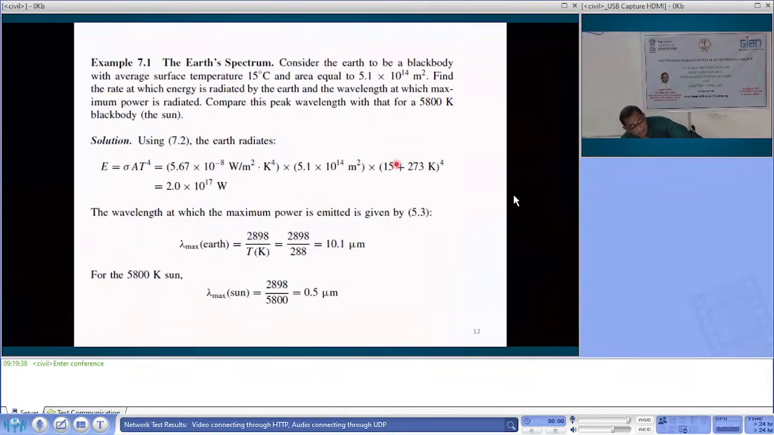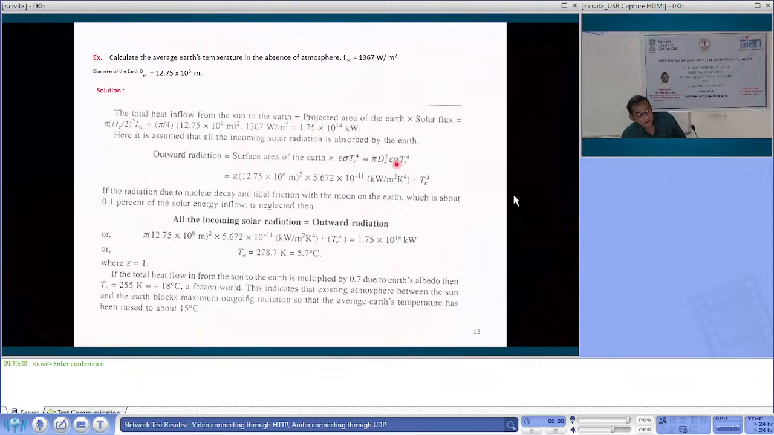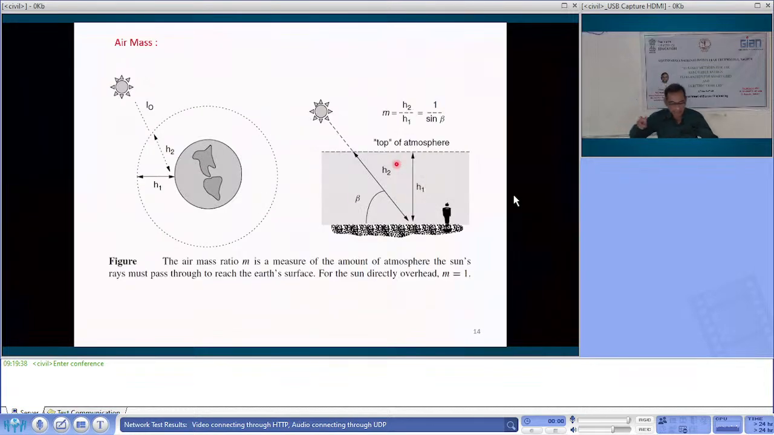Some examples using this formula you can go through whenever you are free. Another is air mass, the second standard test condition. What is it? It is the ratio of the path lengths.